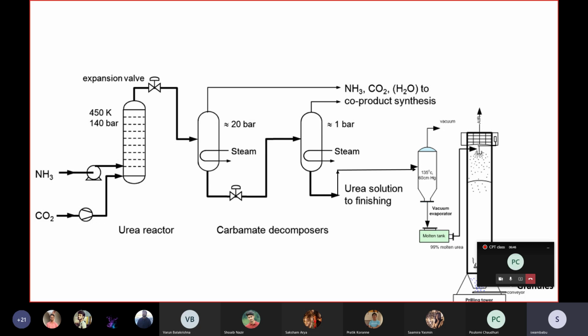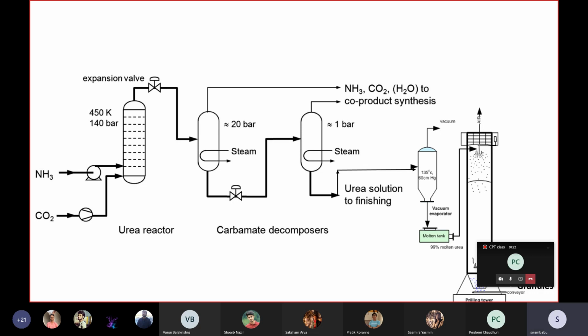First we will use an expansion valve for gradual reduction of the pressure. The reason for the gradual reduction is that if you suddenly release the pressure or suddenly compress it, ammonium carbamate can form as crystals. Ammonium carbamate crystals can be a dangerous thing. So the pressure will be released very gradually from 140 bar to 20 bar, then heated, then released again to 1 bar pressure. So finally we get urea solution.